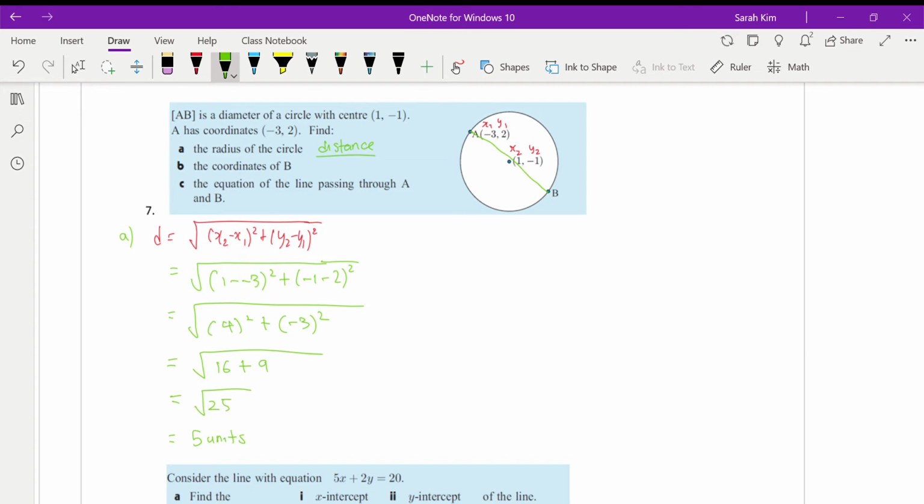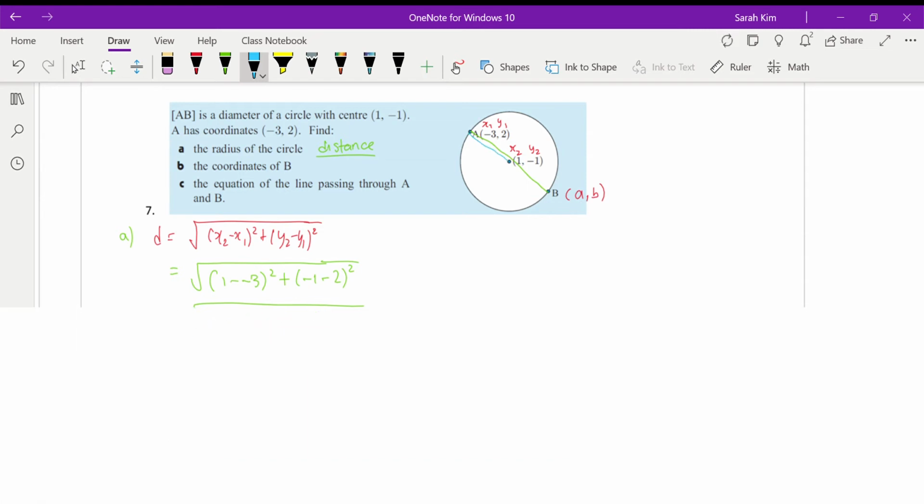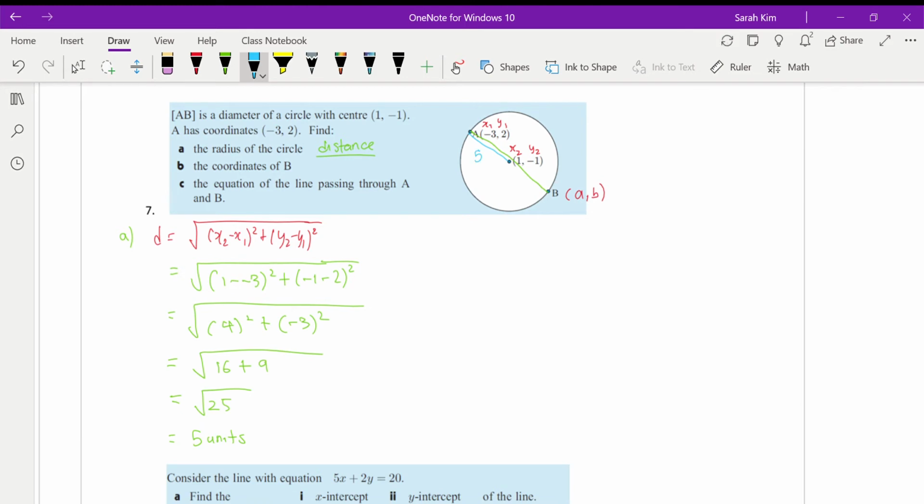Now I've got to figure out the coordinates of B. So I'm going to write maybe A and B, as we don't know the coordinate, but we have to figure it out. Right, what I can do is, so we know that, technically if this length over here is 5, this also should be 5 as well, because that's another radius. So I'm going to use that fact.